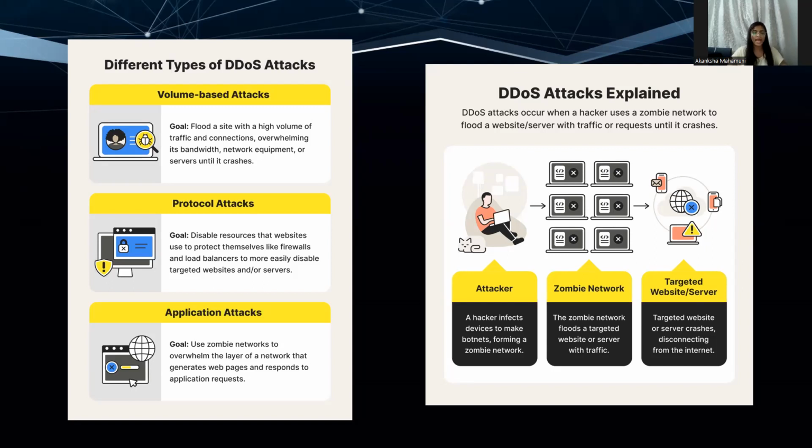Then there is the application attack. We use zombie networks to overwhelm the layer of a network that generates web pages and responds to application requests. These attacks can be performed by sending several different types of packets. It can be ICMP floods, then SYN floods. In SYN floods, the attacker sends a synchronization request, and the acknowledgement is not sent, because of which the server waits for the answer from the attacker.